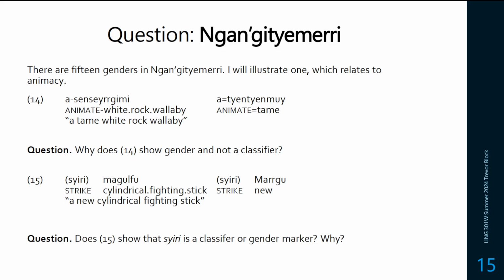So we have a language here that has 15 genders. You might think, 15 genders, okay, what does that mean? Well, the genders include things like animacy and inanimacy, masculine, feminine, other things like that. So one example we have is in 14, we have an animate marker on each of these words. So the animacy on the noun, again, with gender, we're talking about things that nouns control. So the noun, White Rock Wallaby, is going to force the adjective tame to have the same marker, which in this case is animacy.